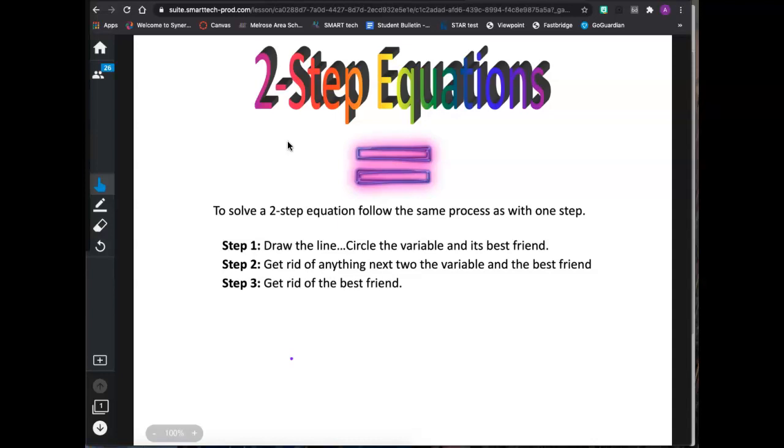So the letter this time isn't going to necessarily be quarantined until the end, okay? The variable, the letter, is always going to have a best friend, and then we have to get rid of anything next to the variable and best friend. They want to just hang out, get rid of the extra people, and then finally we have to get rid of the best friend. Okay, so now for some of you, you're like, what are you talking about, Miss Elfring? This is making no sense. Okay, let me show you.